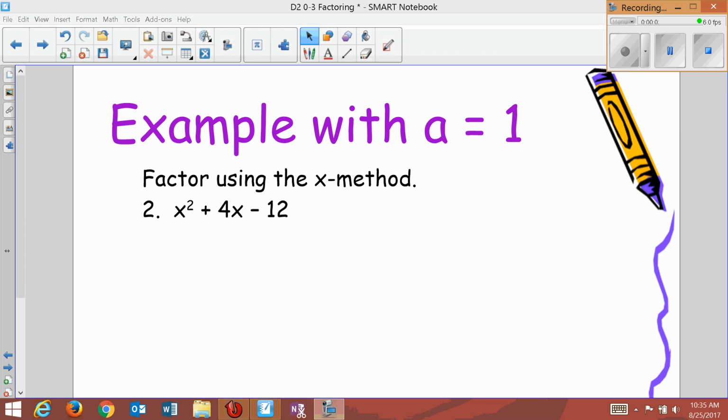All right, now let's look at some more examples. So we're going to use this to try to factor using the x method with the trinomial x squared plus 4x minus 12. The first thing we do is look for a GCF.